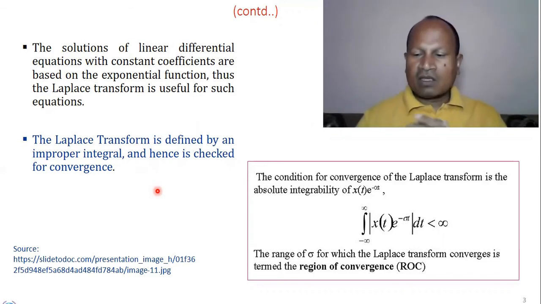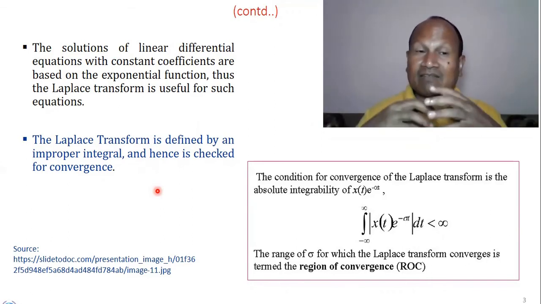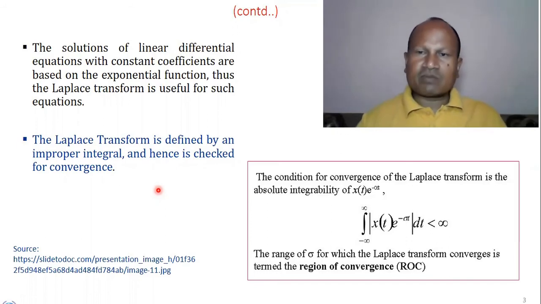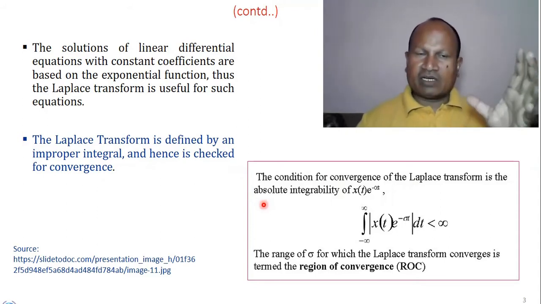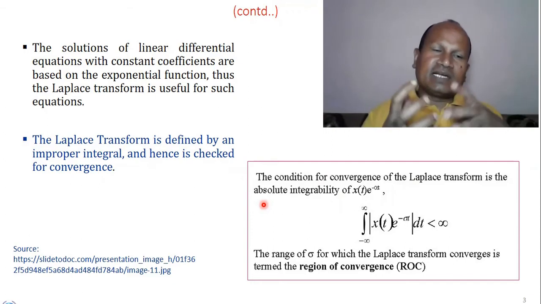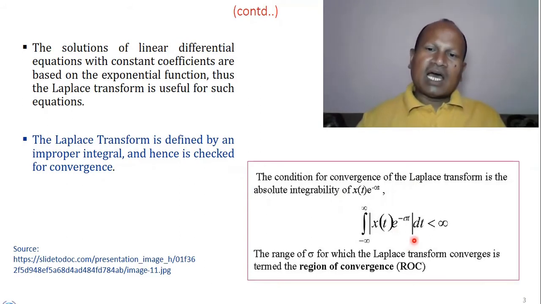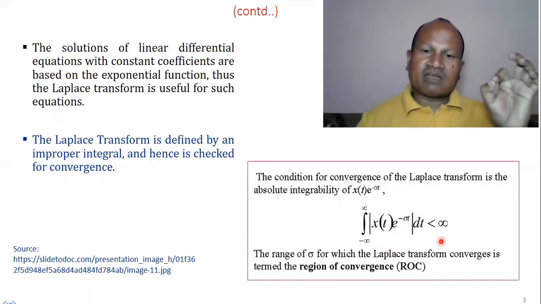The Laplace transform is defined by an improper integral, and therefore it is checked for convergence. What is important is that we can compute the Laplace transform only if the integral converges. If it is diverging, we cannot compute that transform. So the condition for convergence plays a significant role. The condition for convergence of the Laplace transform is that it must be absolutely integrable. After integration, it must result in a finite value. So look here: the integral of x(t) e to the power minus sigma t must be less than infinity.